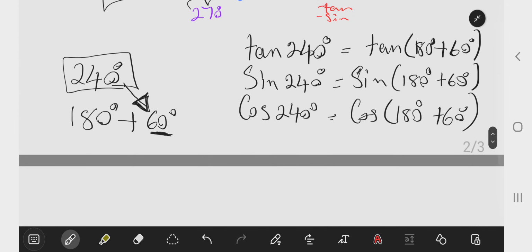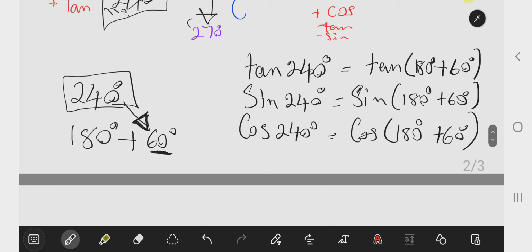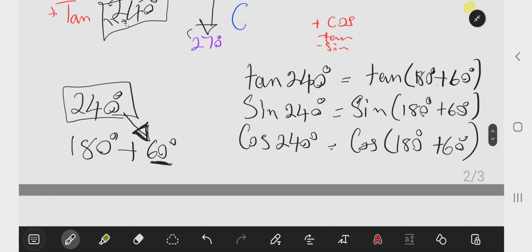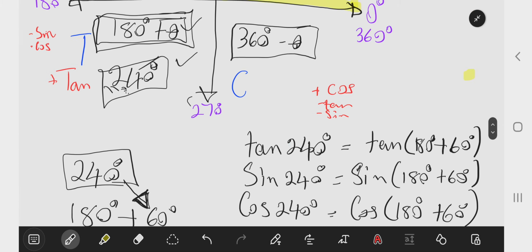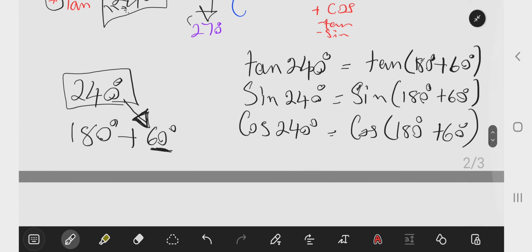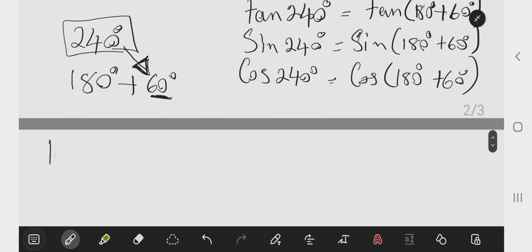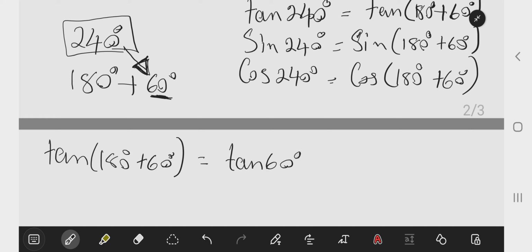And now if we want to further simplify these trigonometric ratios, you'd have to check the sign of that trigonometric ratio in the quadrant. So for example, 180 plus 60, which is tan 240, right? That is in the third quadrant. And tan, we concluded that tan is positive in the third quadrant. So that would be the same as tan 180 plus 60. This would be positive tan 60, because that is our theta, right?